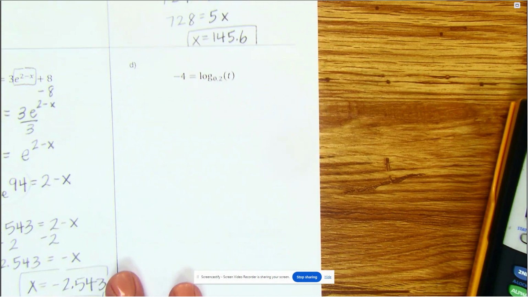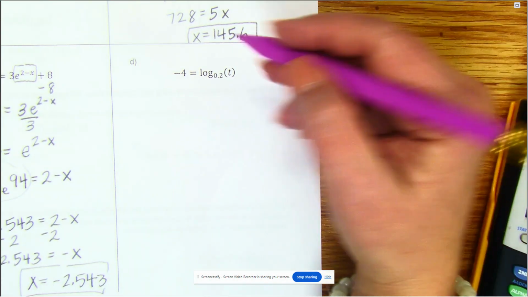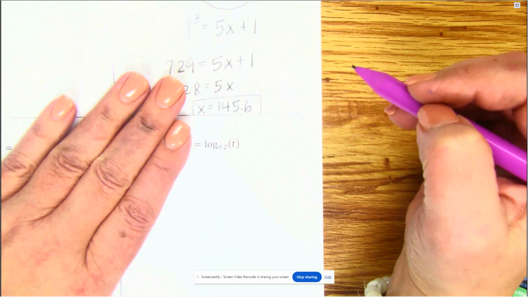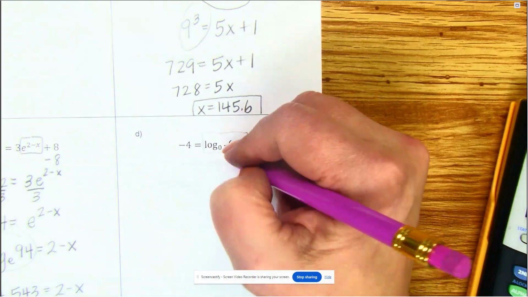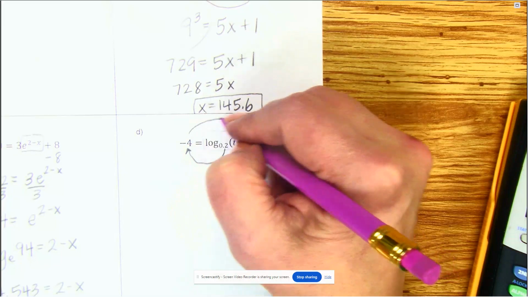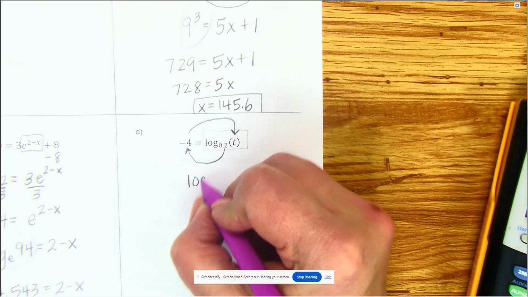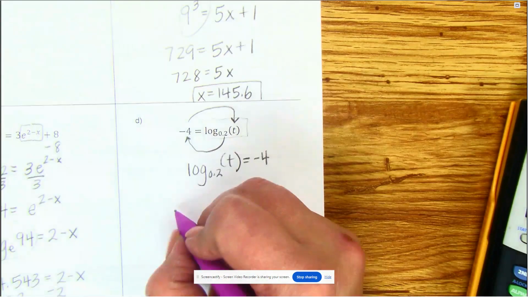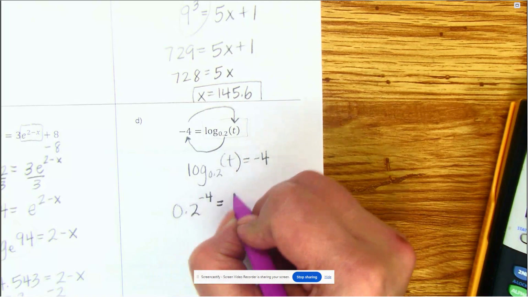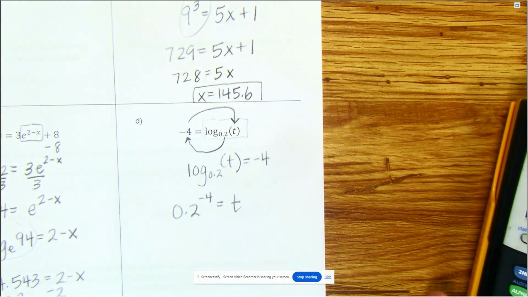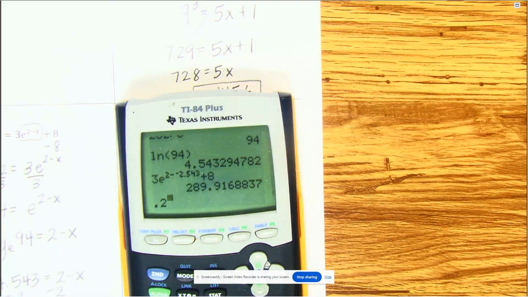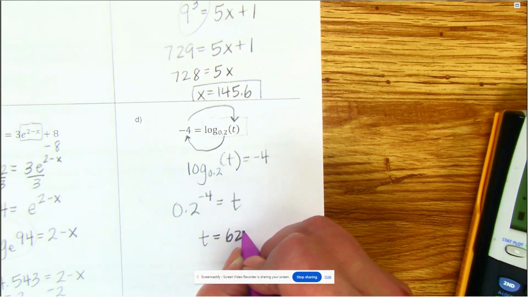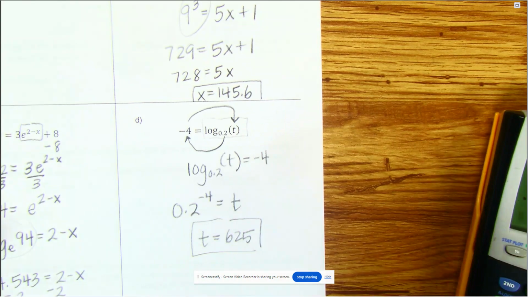Letter D is a log. This is going to get switched to an exponential if the log is isolated. Oh, it's already isolated. There's nothing being multiplied by it. There's nothing being added. So I'm just going to write this as an exponential. So 0.2 to the negative 4 is the answer. Also, if it helps sometimes, you can put the negative 4 over there if it's easier to see. Go straight to my calculator. 0.2 to the negative 4, 625. Again, take the time to check your answers though, okay?